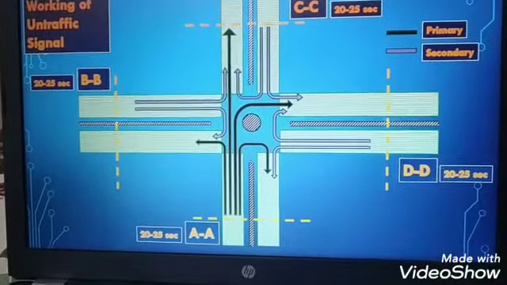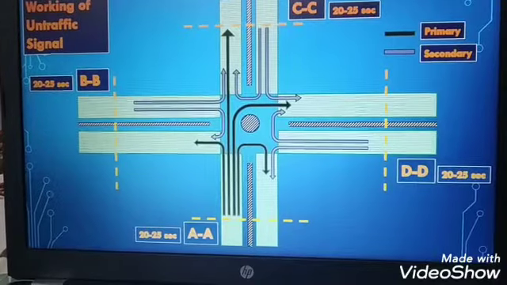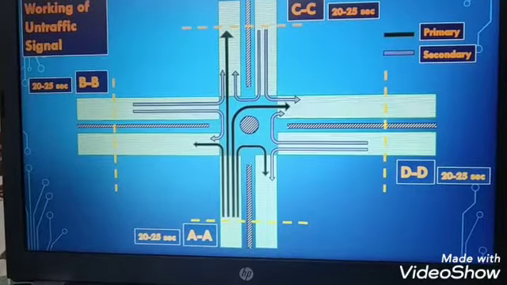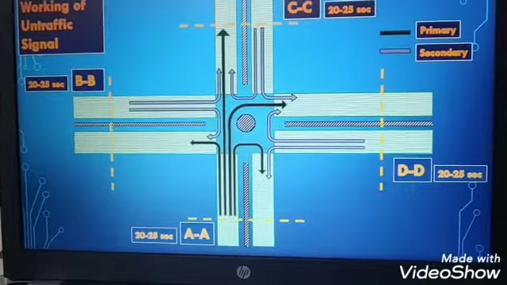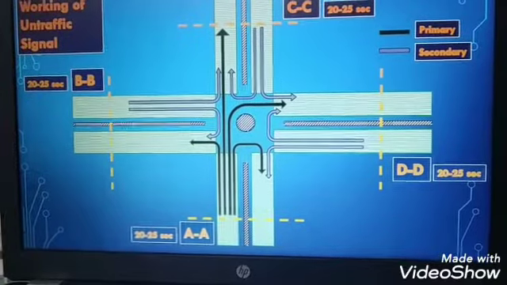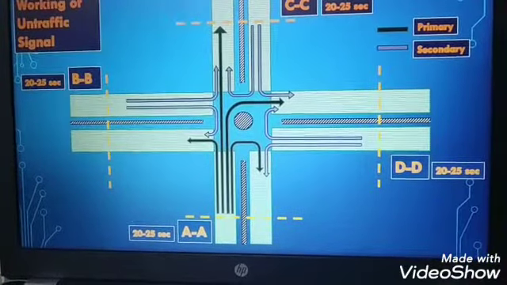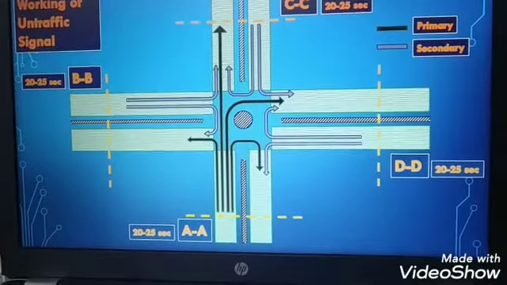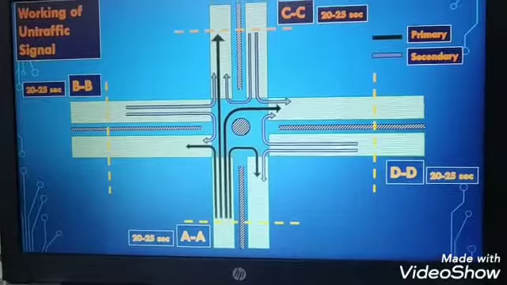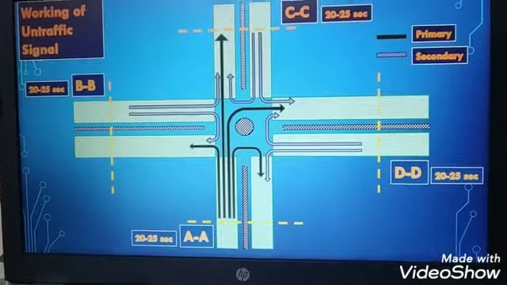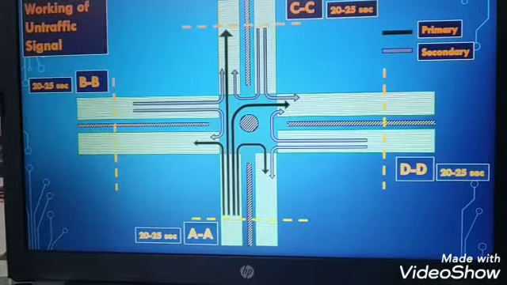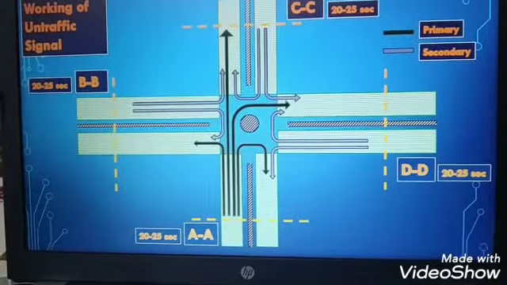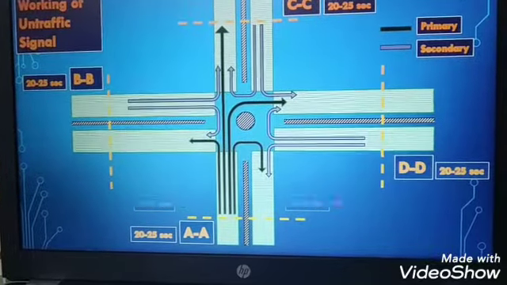So the vehicles waiting in the BB lane and wanting to go to DD lane will start getting anxious until 20 to 25 seconds are going to complete. So for having a smooth transition, we need to devise one more method with this, which I will explain here.